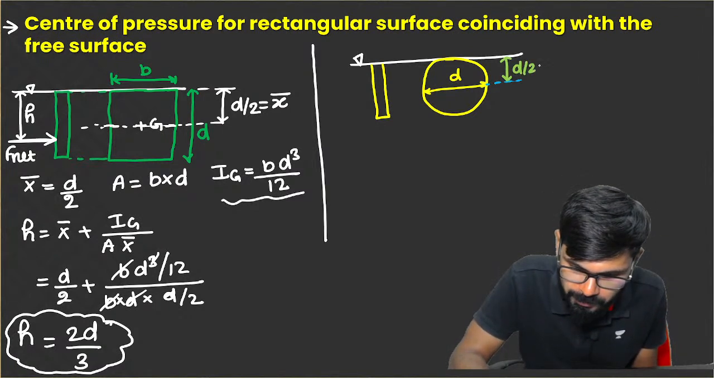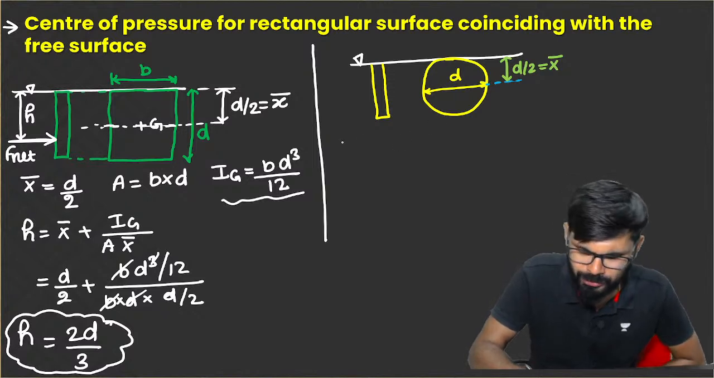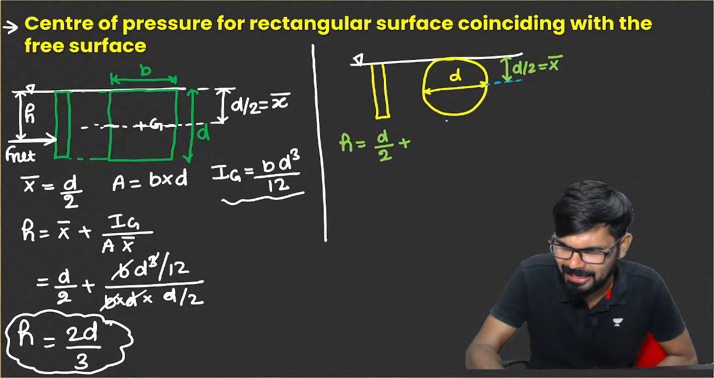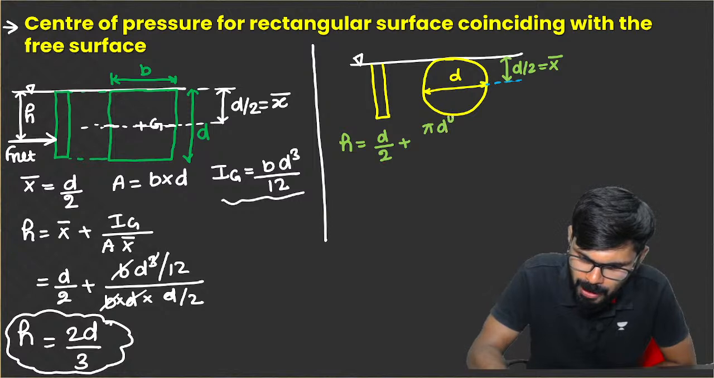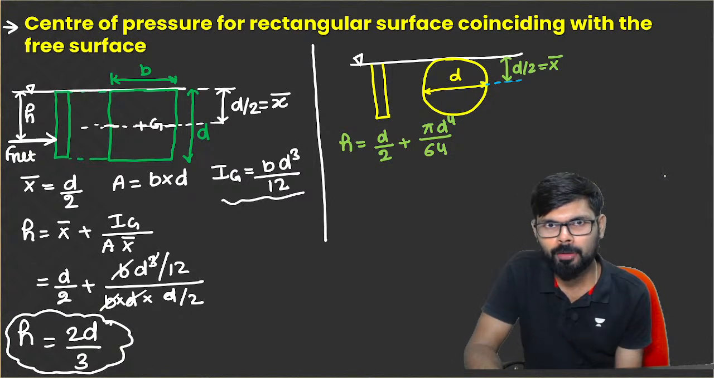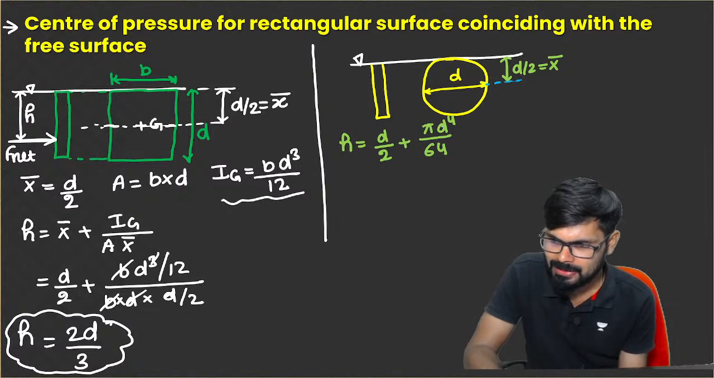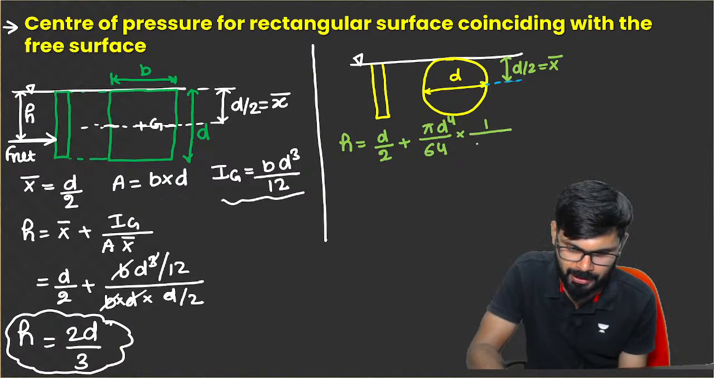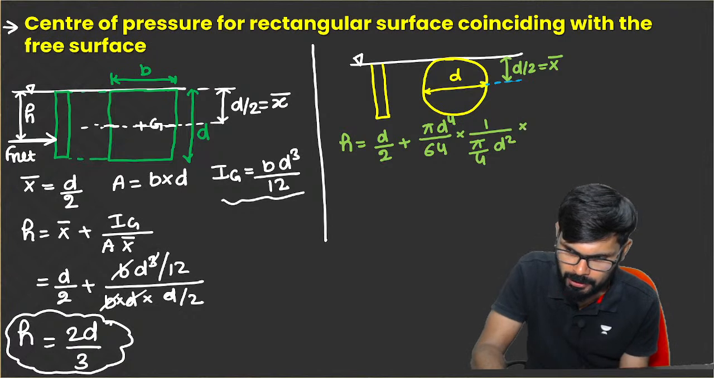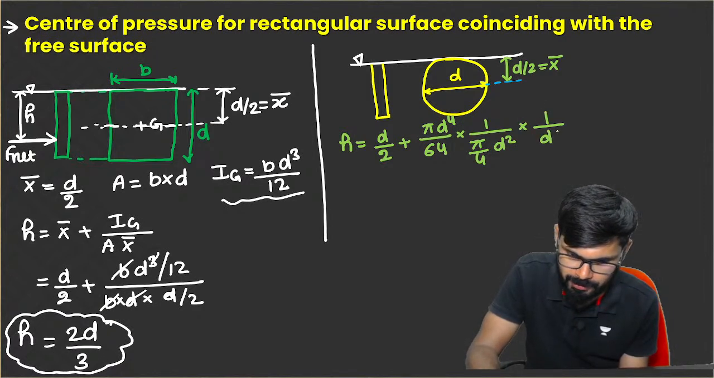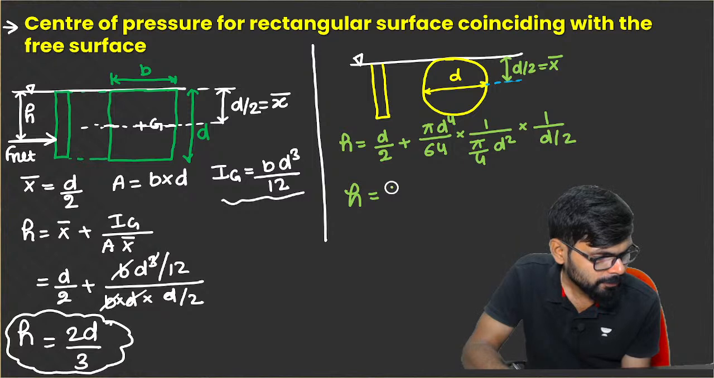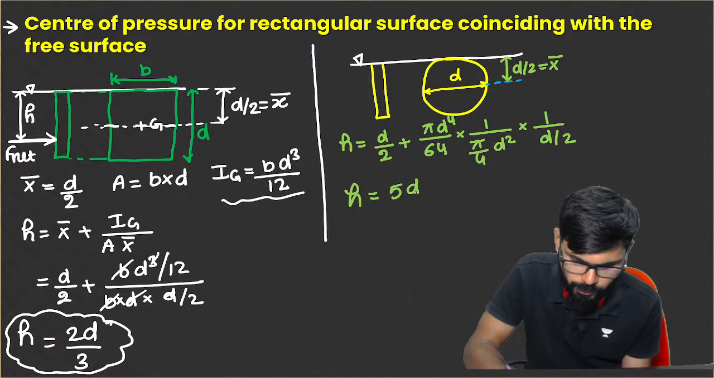So this is basically D/2, that is x bar. Now I can directly write the value. H is equal to D/2 x bar plus IG, which is pi d to the power 4 by 64. This is IG. Clear? After that, by AX bar, the area is pi by 4 d square into x bar, that is D/2. You solve this, what did you get? 5D/8. Okay, very good, very good Adarsh.